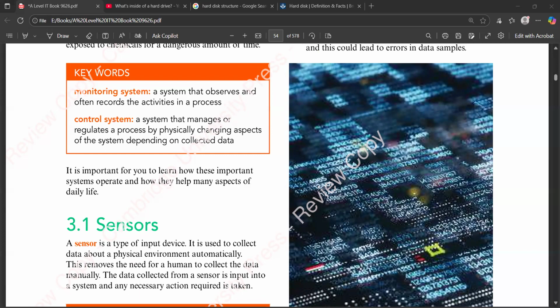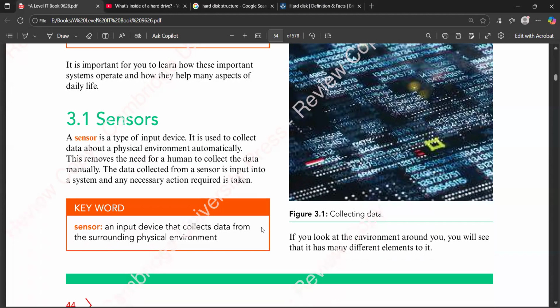Now let's move on to the next area. The next area: sensors. So, what is basically a sensor? A sensor is a type of input device. We have discussed this already. The basic definition of a sensor is that it is used to collect data about the physical environment automatically.